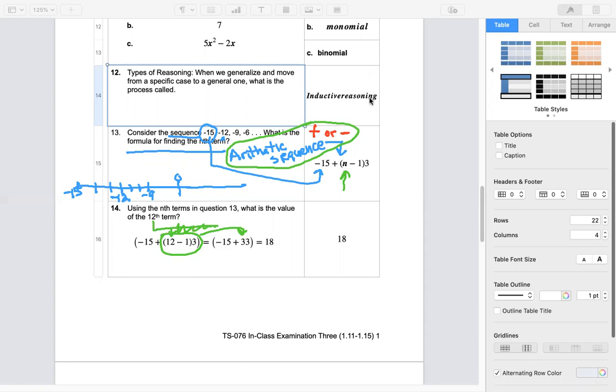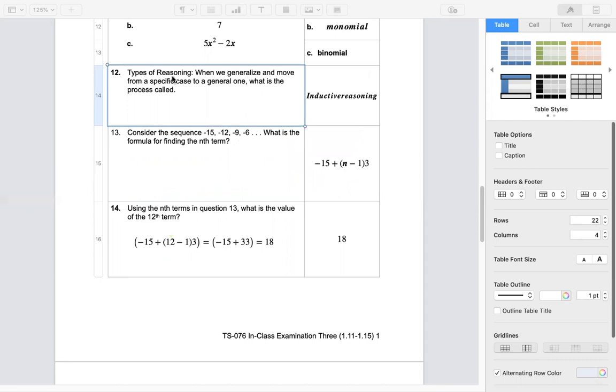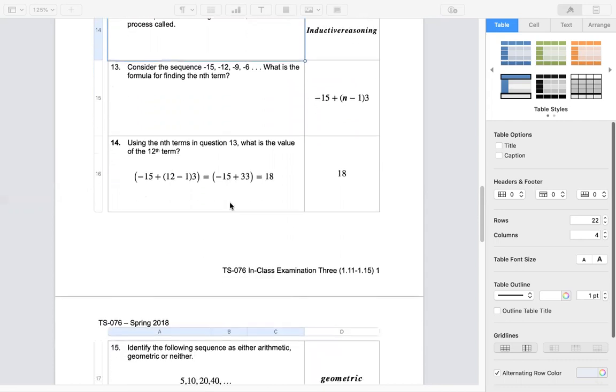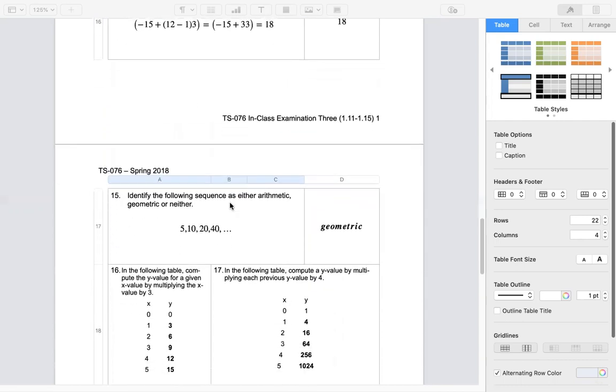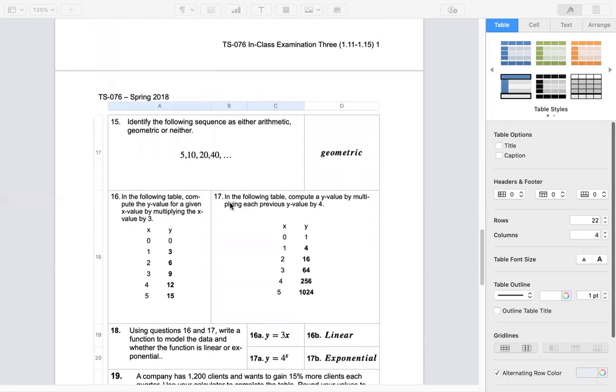And again, you can listen to this recording if you need to a couple times, or if there's a certain kind of problem you're having trouble with, you can go, okay, I'm going to listen to that one 3 or 4 times here. All right, let's look at number 15 here. Number 15 asks us this question. It says, identify the following sequence as either being arithmetic or geometric or neither, okay?